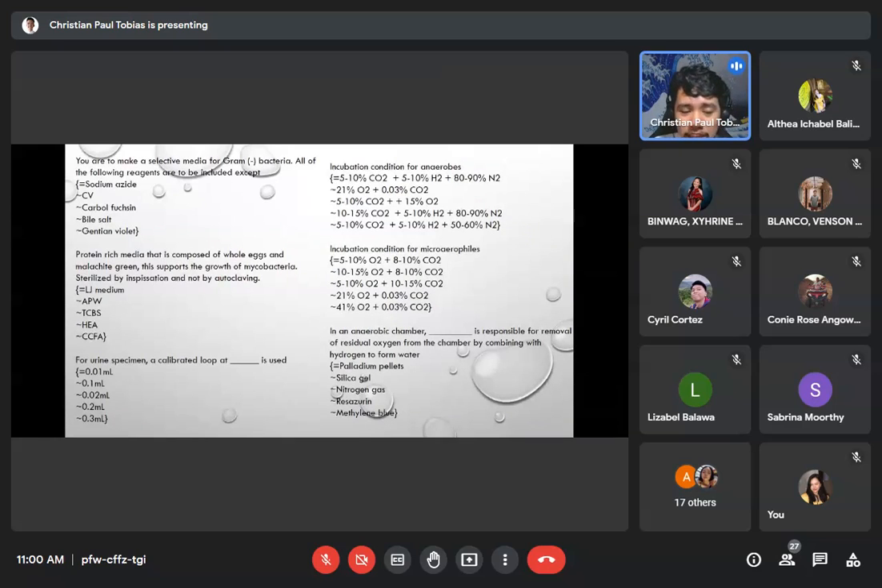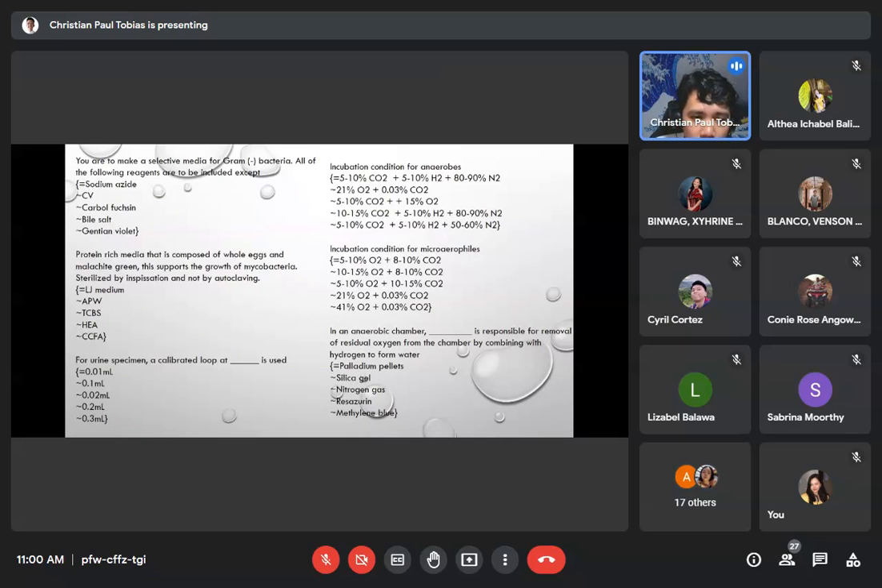Yung following choices, uubo lang yan. Incubation condition for microaerophils, 5 to 10% oxygen, and 8 to 10% carbon dioxide. Okay, watch out lang, pag 15% oxygen, 5 to 10% carbon dioxide, kahit kanino ulit, capnophils. Kapag 5 to 10% oxygen, okay, and 8 to 10% carbon dioxide, microaerophils.